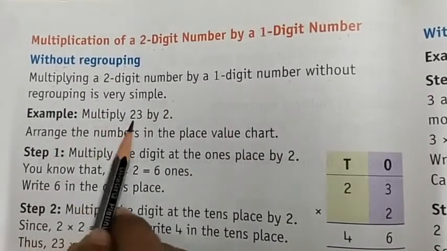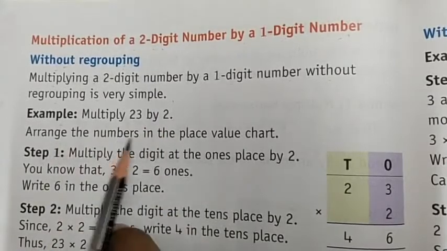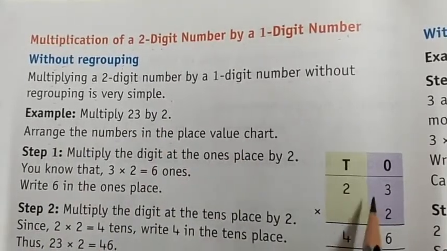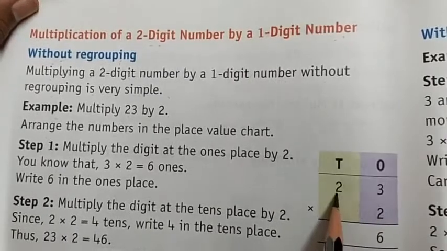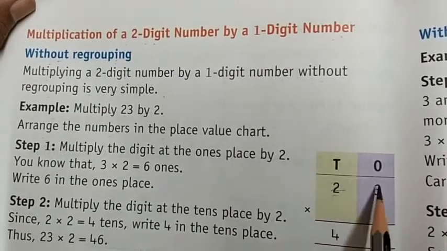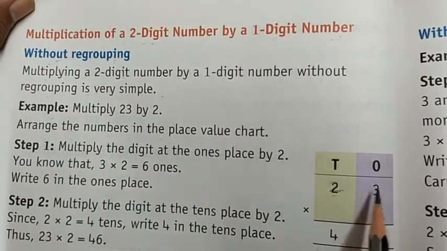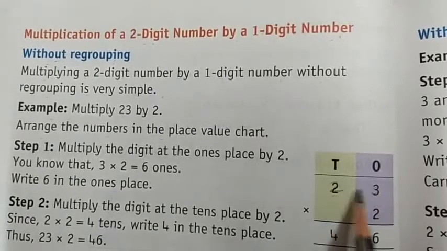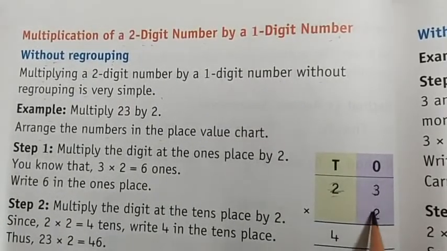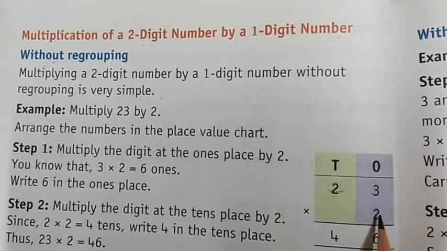For example, 23 is multiplied by 2. Arrange the numbers in the place value chart. Step 1 is 23 into 2. So in the place value chart, this is the tens place value, this is the ones place value. 23, a 2-digit number, is multiplied with a 1-digit number, with ones.